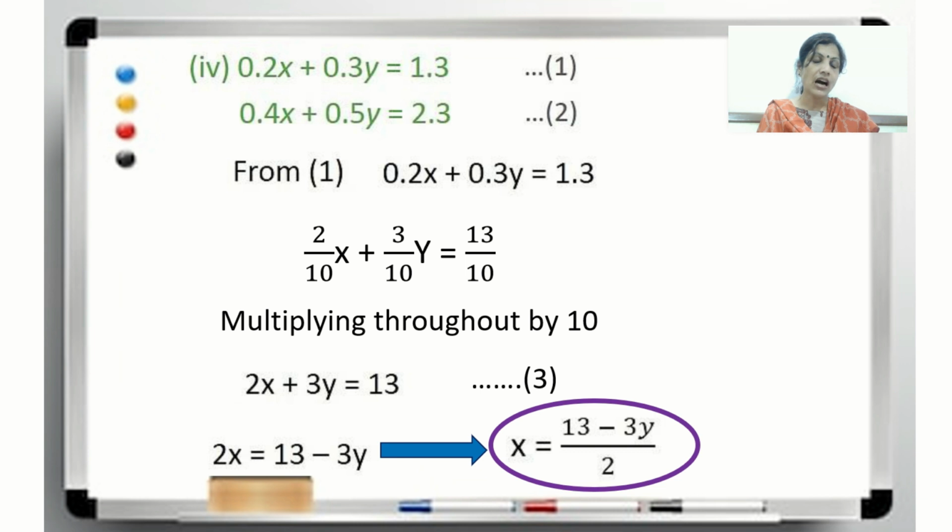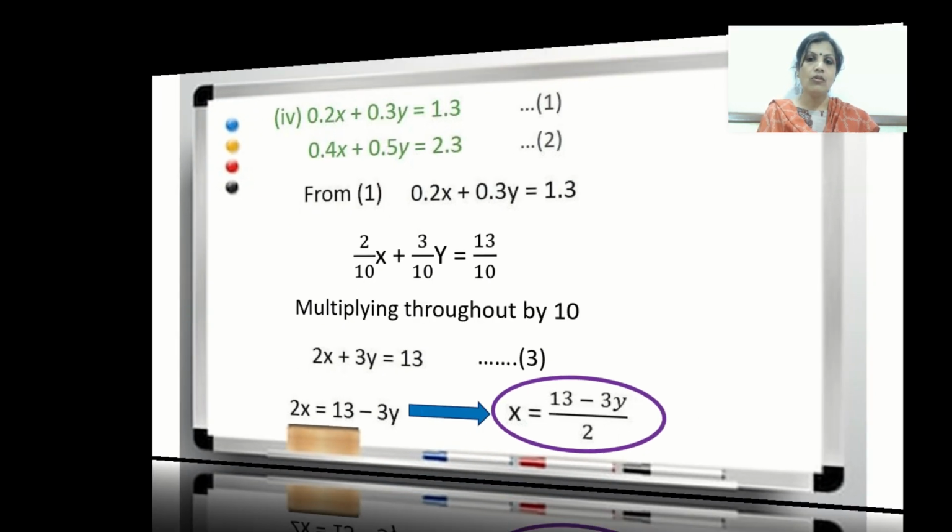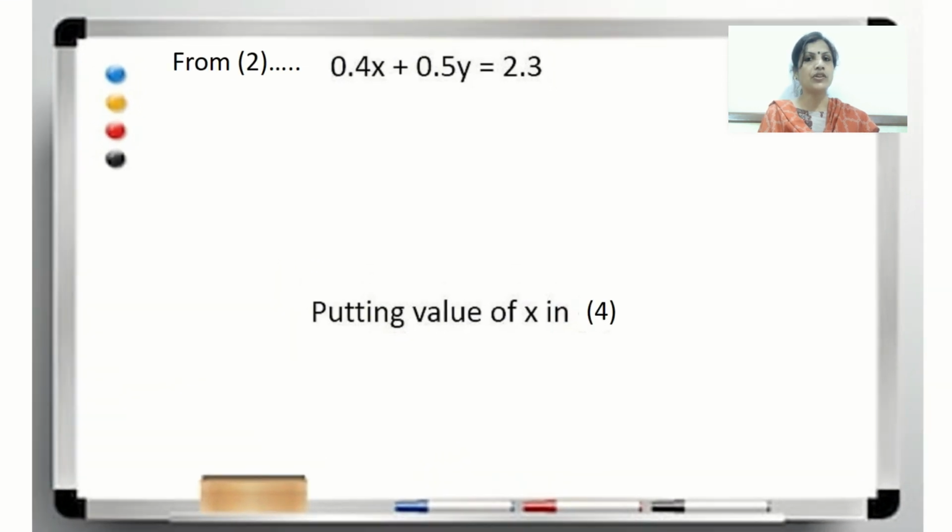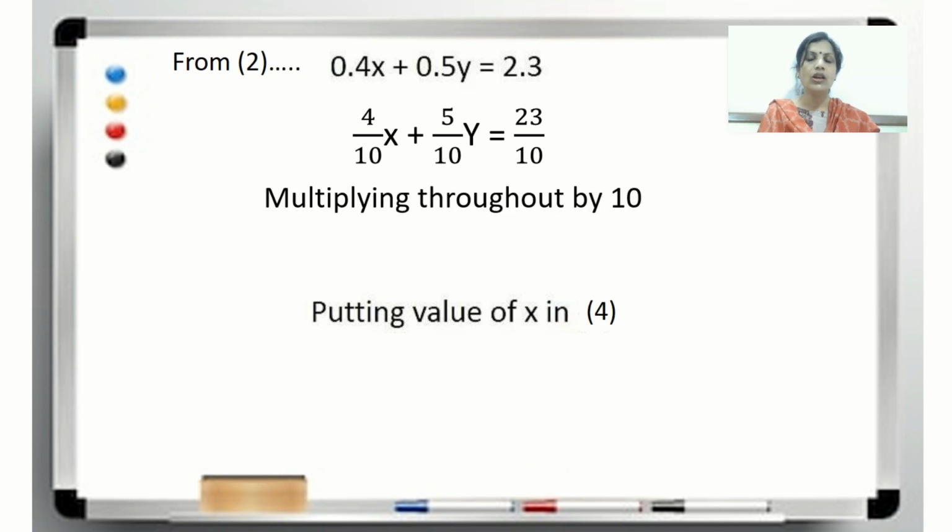But before that, I will convert equation 2 into simple form like how we did for equation 1. So look over here, we have our second equation as 0.4x plus 0.5y is equal to 2.3. Let's remove the decimal point. So it will be 4 by 10x plus 5 upon 10y is equal to 23 upon 10. If you multiply throughout by 10, you will get a simple equation and that is 4x plus 5y is equal to 23, and we can number this equation as 4.